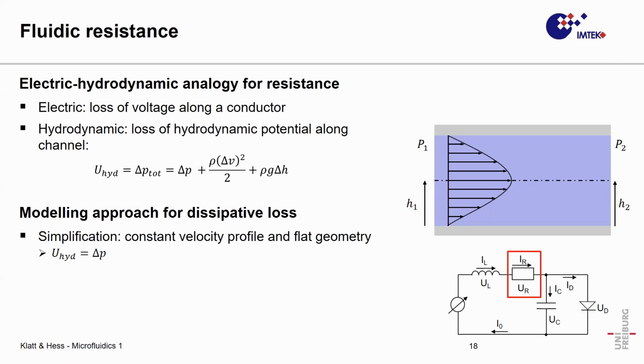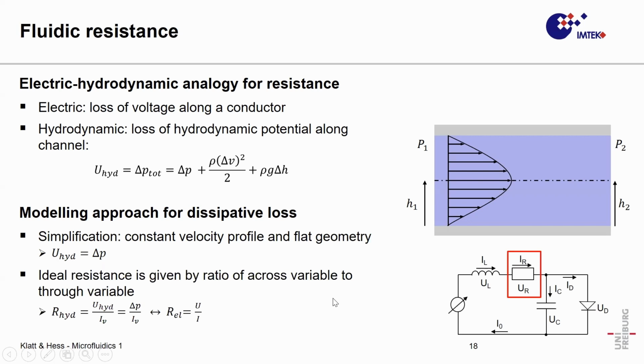Using those simplifications, we can state that the hydrodynamic potential equals the static pressure. And if we apply this, we can calculate the ideal resistance, because the ideal resistance is always given by the ratio of the cross variable to the through variable. So the ideal resistance in the hydrodynamic case would be the hydrodynamic potential divided by the volume flow, which is then nothing else but the static pressure divided by the volume flow. And you can instantly see that this is similar to the electrical network models, where we have the electrical resistance, which is defined as the voltage drop divided by the current.